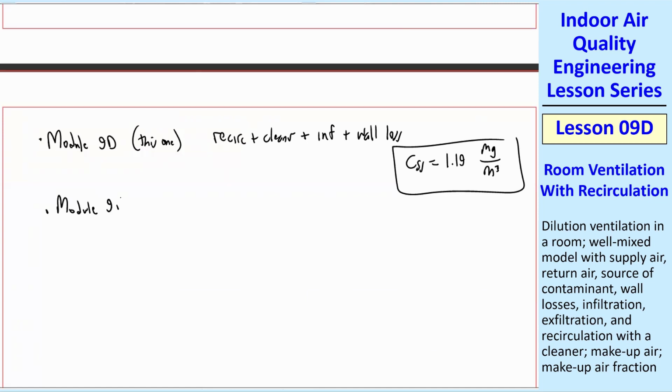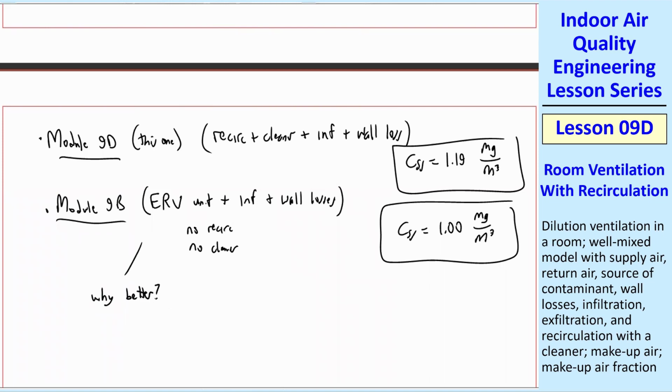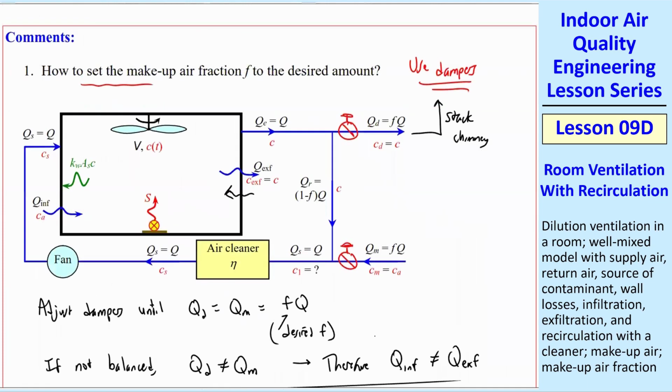The one we did previous to this, module 9B, we had an ERV, an energy recovery ventilation unit, plus infiltration, wall losses. We had a source in all these. I'm not going to list all that. There was no recirculation and no cleaner, and CSS was 1.00 milligram per meter cubed. Why is this one better than the one we're doing now? Well, in the one we're doing now, we didn't have an ERV. We are bringing in some fresh air from outside. It's just like we do with an ERV, the CA. So that part's kind of similar, but the flow rates are very different.